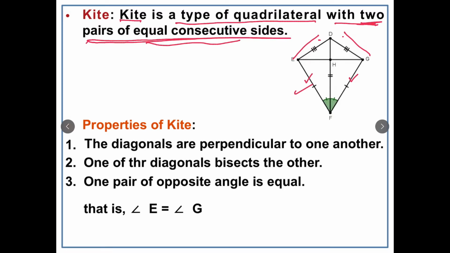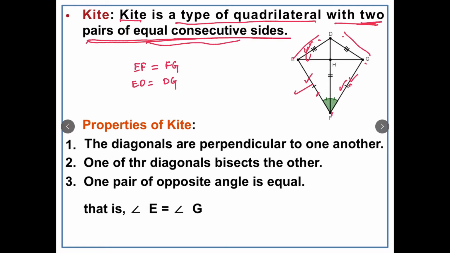Consecutive means the sides which follow one after the other. So its consecutive sides are either this one or this one. These two are not equal, but its next consecutive side, this FG, is equal. That means this EF is equal to FG. Similarly, ED is equal to DG. So these are the pairs of sides in this kite which are equal in length. So if in any quadrilateral you have two pairs of consecutive sides which are of equal length, it will be termed as a kite.